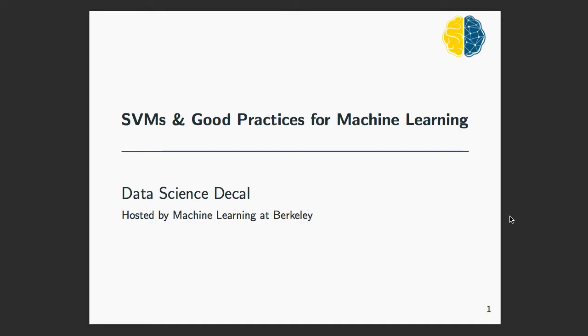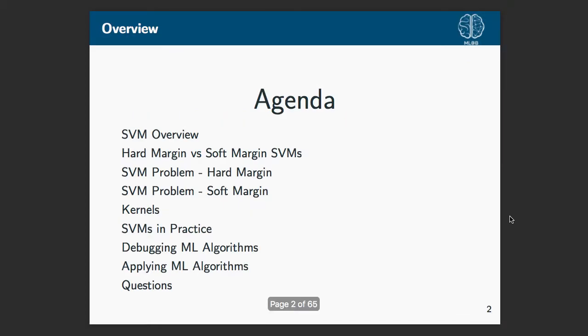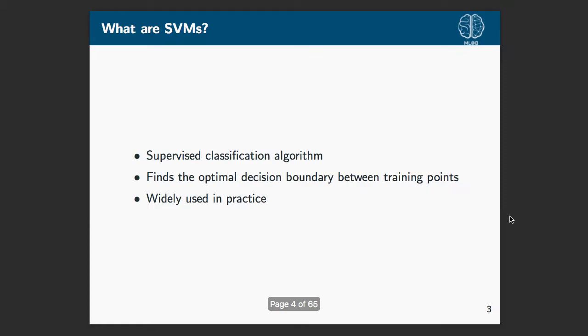Okay, so like Jordan mentioned, today we'll be talking about SVMs, and afterwards I'll cover some good machine learning practices. So first, an overview of what SVMs are. SVMs are a supervised classification algorithm like logistic regression. But what's special about them is that they find the optimal decision boundary between the training points, and I'll define later what optimal actually means. And like Jordan mentioned, SVMs were very widely used in practice, and I'll cover some of the pros and cons of them also.